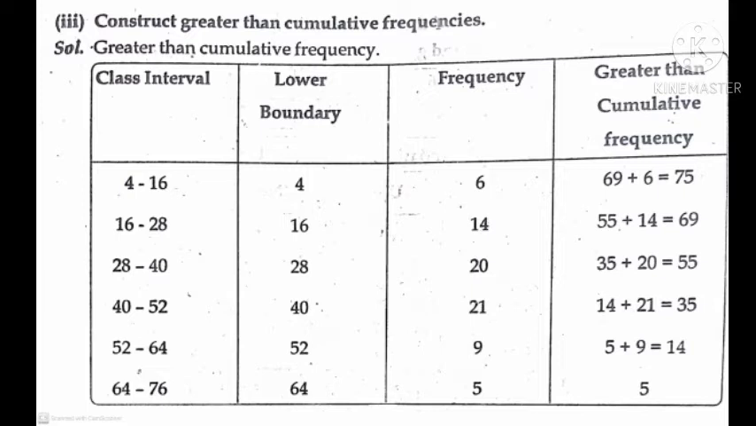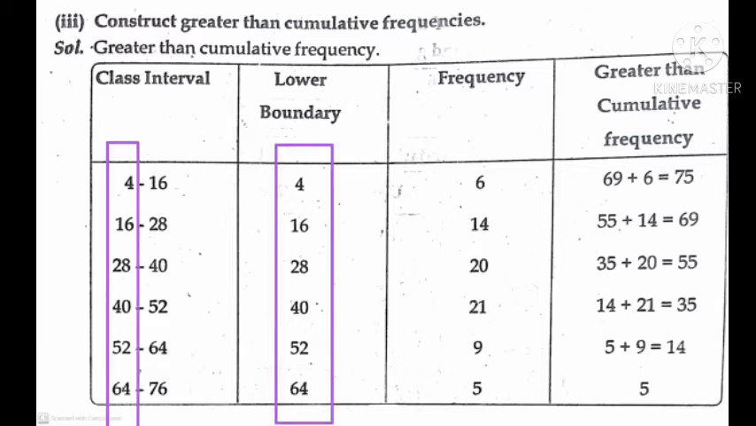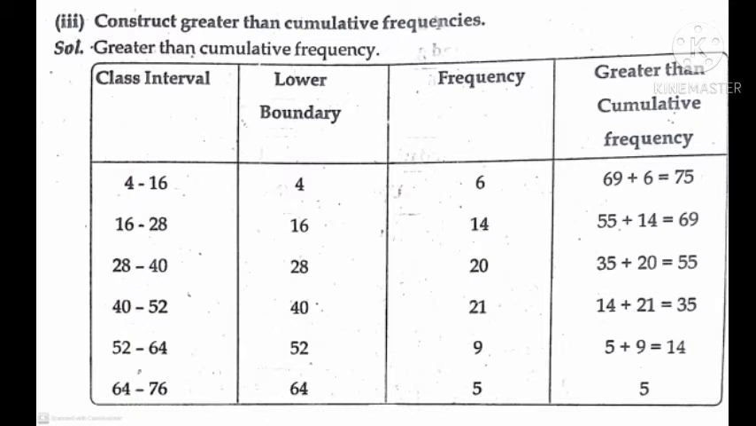The fourth question, third one. Construct greater than cumulative frequencies. Solution. First we have to create the table with 4 columns. Class interval, lower boundary, frequency, greater than cumulative frequency. Class interval we already found in the first question, so it is copied. Next lower boundary. In each class interval, the first number is called lower boundary because the class interval is an exclusive class interval.